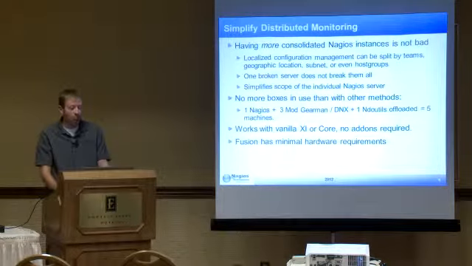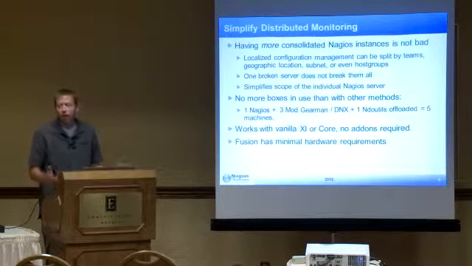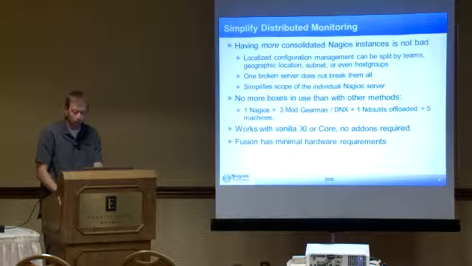And as I mentioned, for simplification, this works with just a vanilla core or XI with no add-ons. No additional ports need to be opened. It communicates over HTTP or HTTPS to fetch the data. The other thing, too, is Fusion, as far as hardware requirements, is very, very low overhead because it's just read-only. It's not doing any monitoring. You can have a Fusion server that's a single-core processor with a gig of RAM, and you're good to go. If you want to put it on a VM, that's fine. It's not going to have a problem. Even if it's overseeing 20 Nagios servers, it's still not going to have a problem in terms of the resource usage, because it's pretty low overhead in terms of what it's doing.